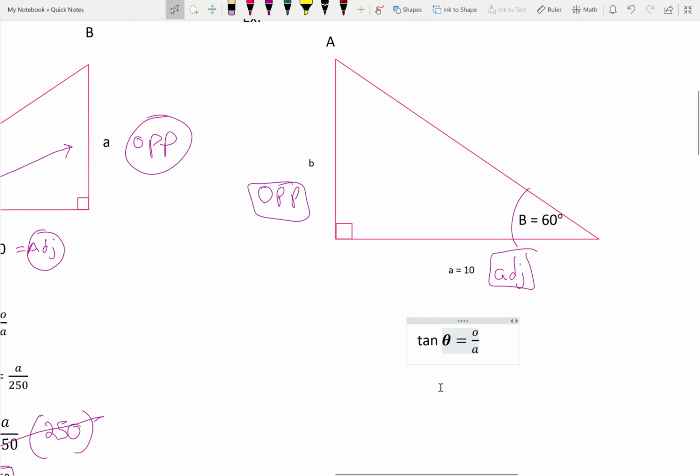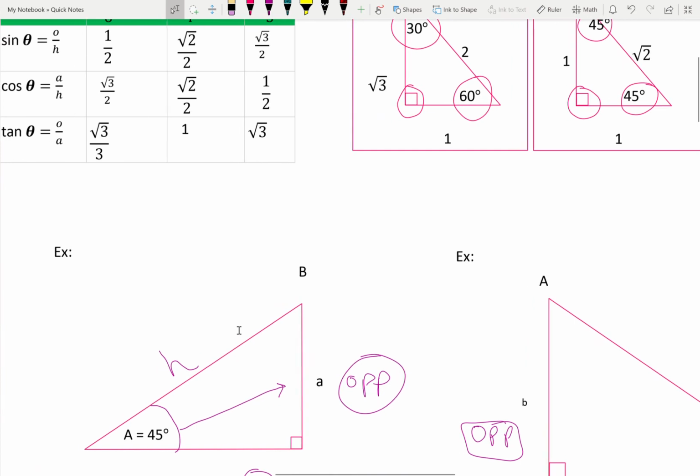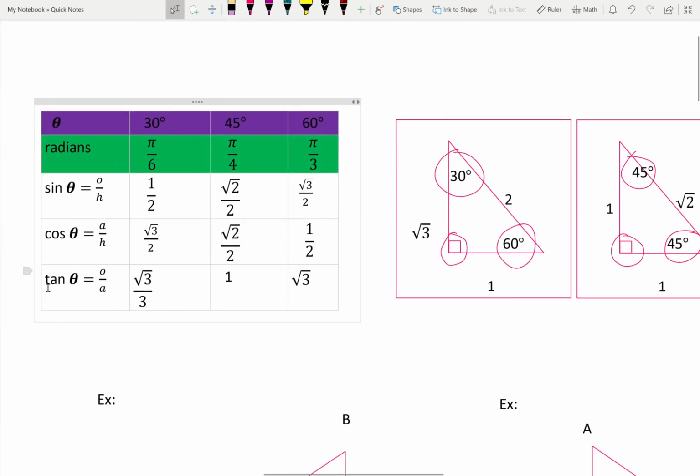Okay, good. So we know what our angle measure is here. It's 60. And we also know what the adjacent side length is. It's 10. What we don't know is what the opposite side length is. So how do we solve for the opposite side? Well, we know what tan of 60 degrees is. How do we know? Well, we have it in our chart. Tangent of 60 degrees is equal to square root of 3.